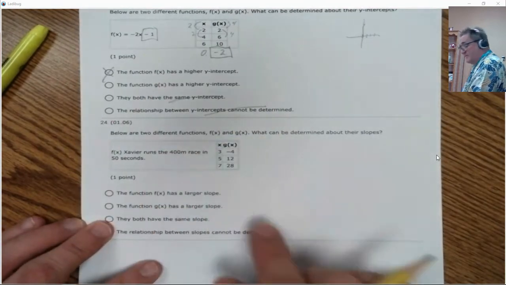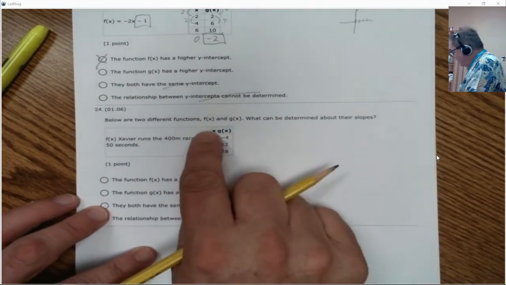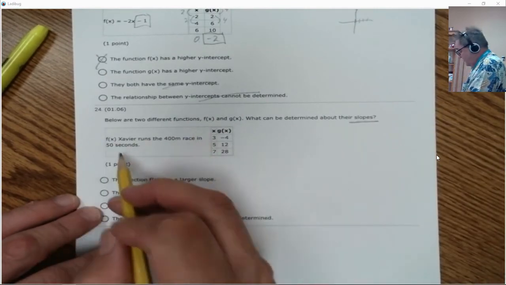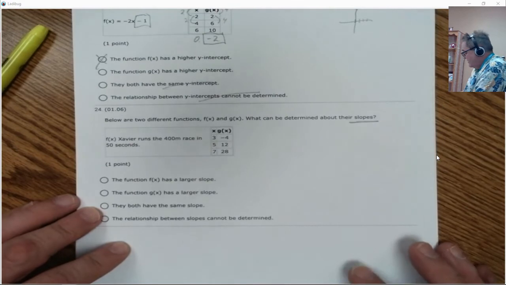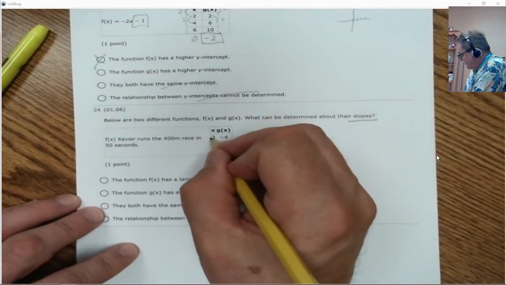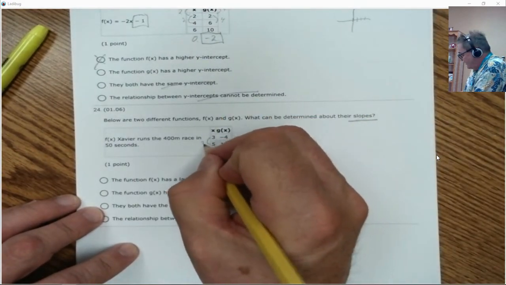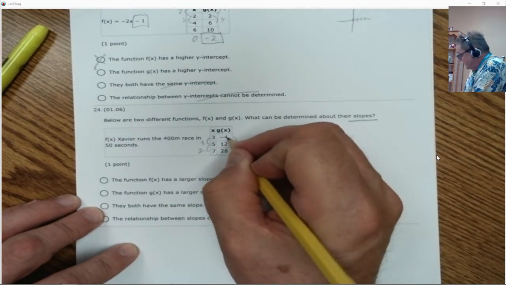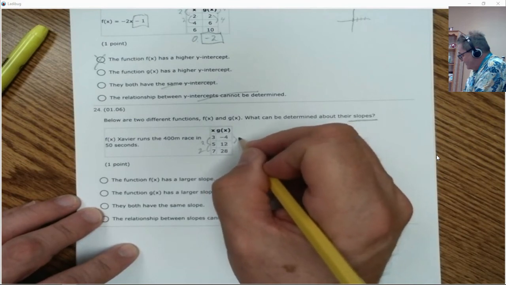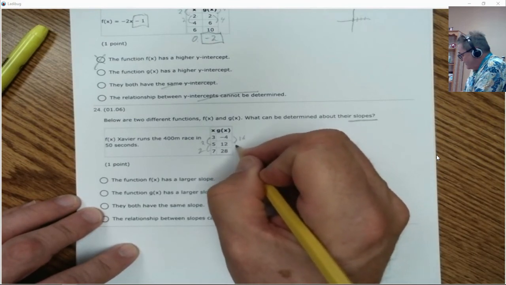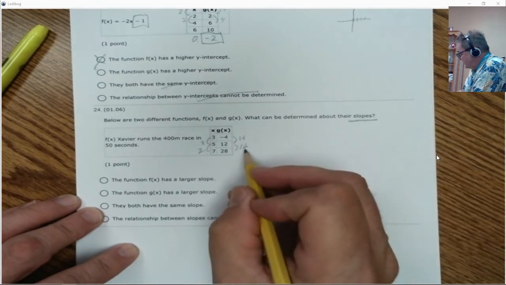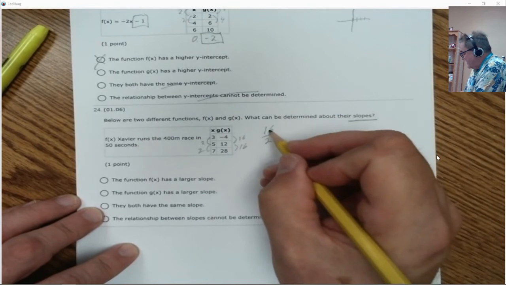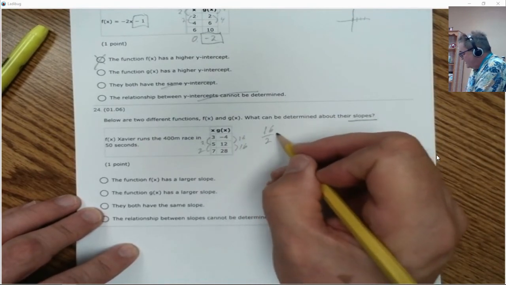All right. 24. Below are two different functions, f of x and g of x. What can we determine about their slopes? Now we have a word sentence and we have a table. So this table, when this goes up 2, each time 2, this is going up how much? This went up 16 from negative 4 to positive 12. And this went up 16. So if this goes up 16 every time this goes up 2, the change in the y's is 16. The change in the x's is 2. This has a slope of 8.